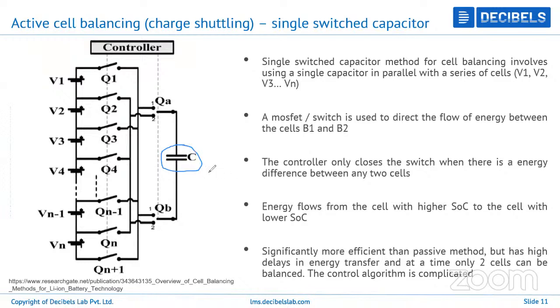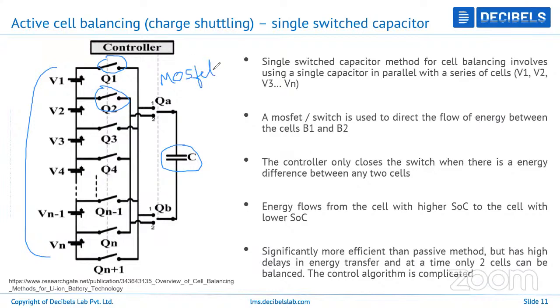Okay, there are two ways. One is through a single capacitor, the other one is through multiple capacitors. So we'll take a look at the single capacitor. The arrangement is pretty similar to the one with resistors, except that the whole battery pack, whatever cells we have, will share one single capacitor, and each cell will have switches, which are basically MOSFETs.